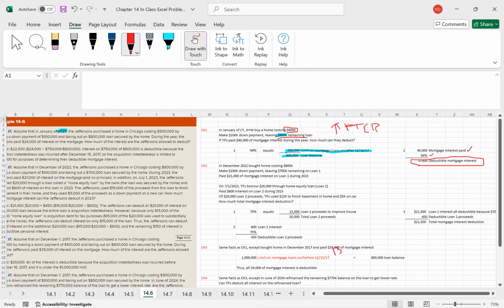If it was before, the limit is $1 million. So if you run the facts and look at that second scenario, you'd get all $39,000.